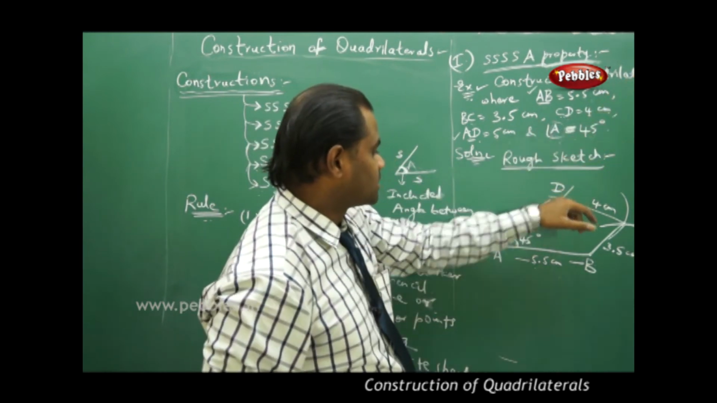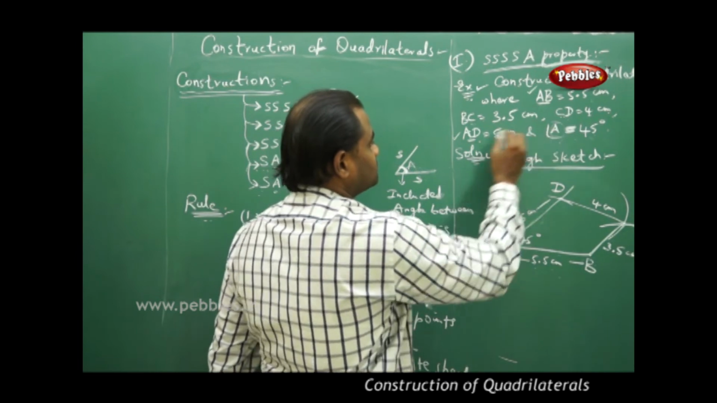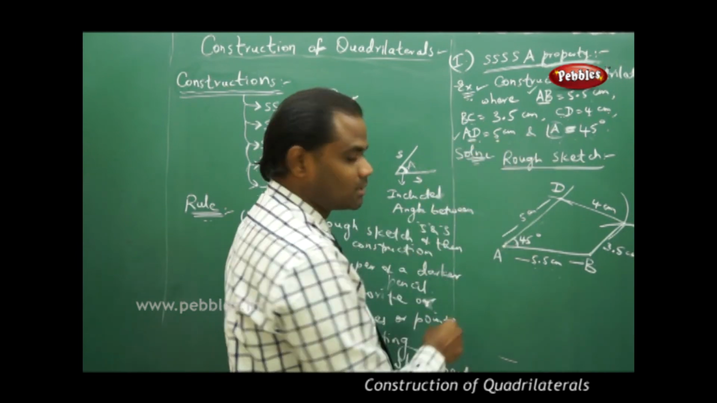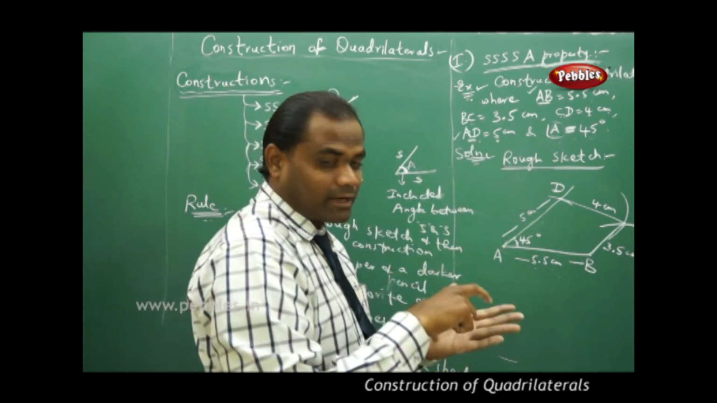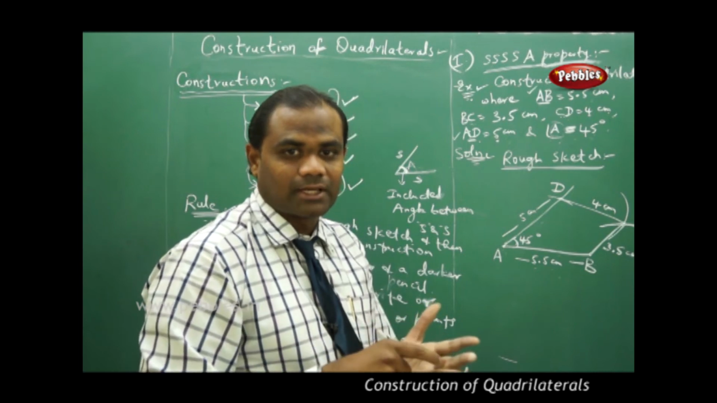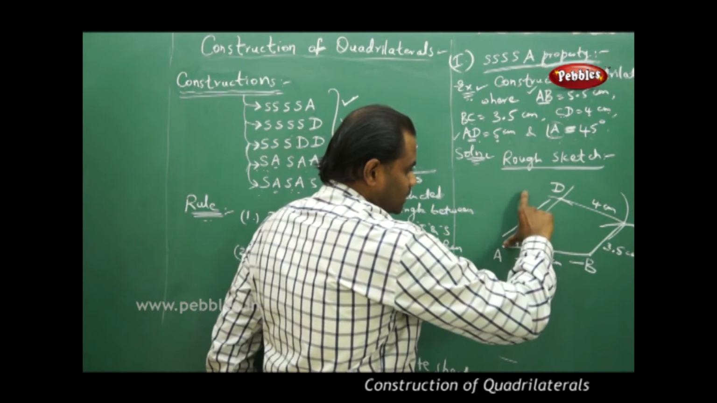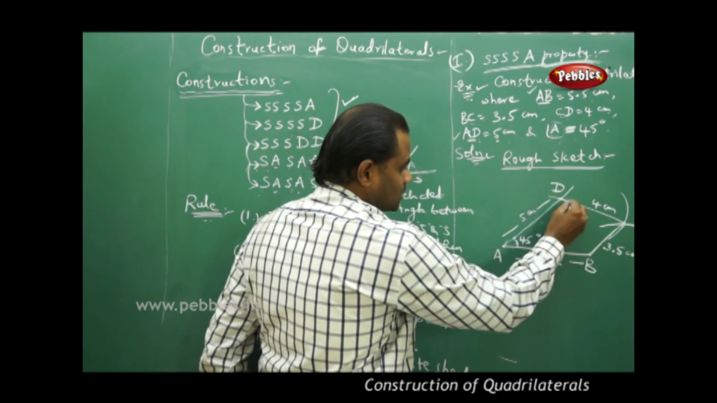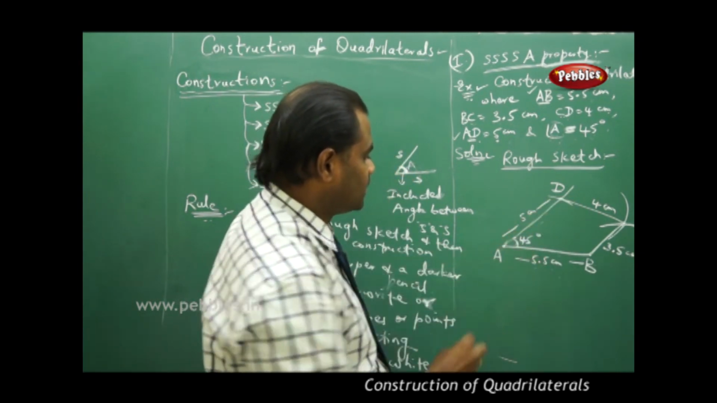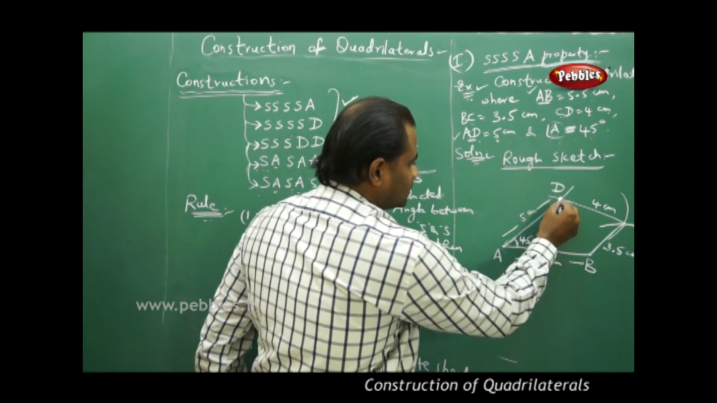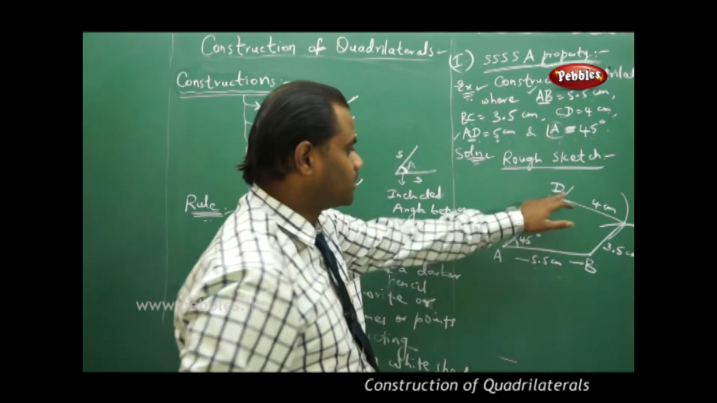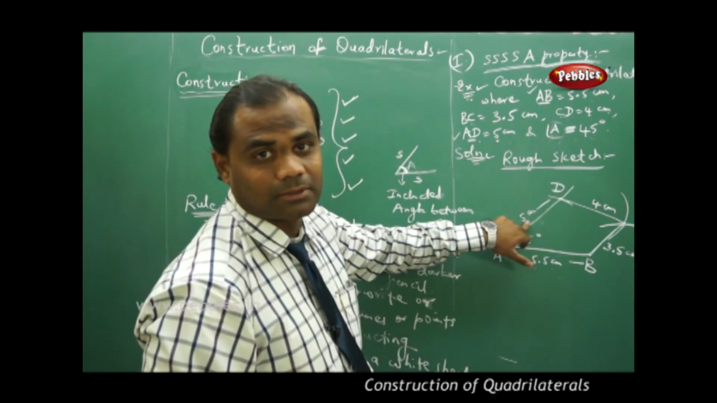Once the line is extended, I take the measurement of AD as 5 centimeters from the compass, take 5 centimeters of length on the scale, put the compass on the point A and cut an arc. So once the arc is cut, I get the length AD. The point where it intersects will be the point D, which is the measurement of 5 centimeters.